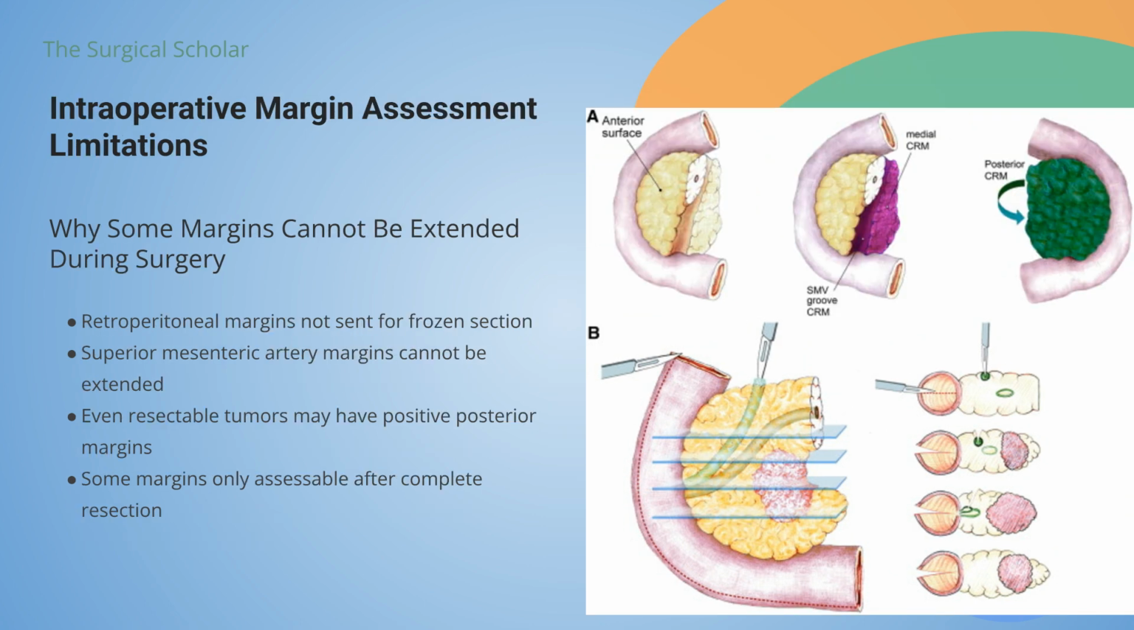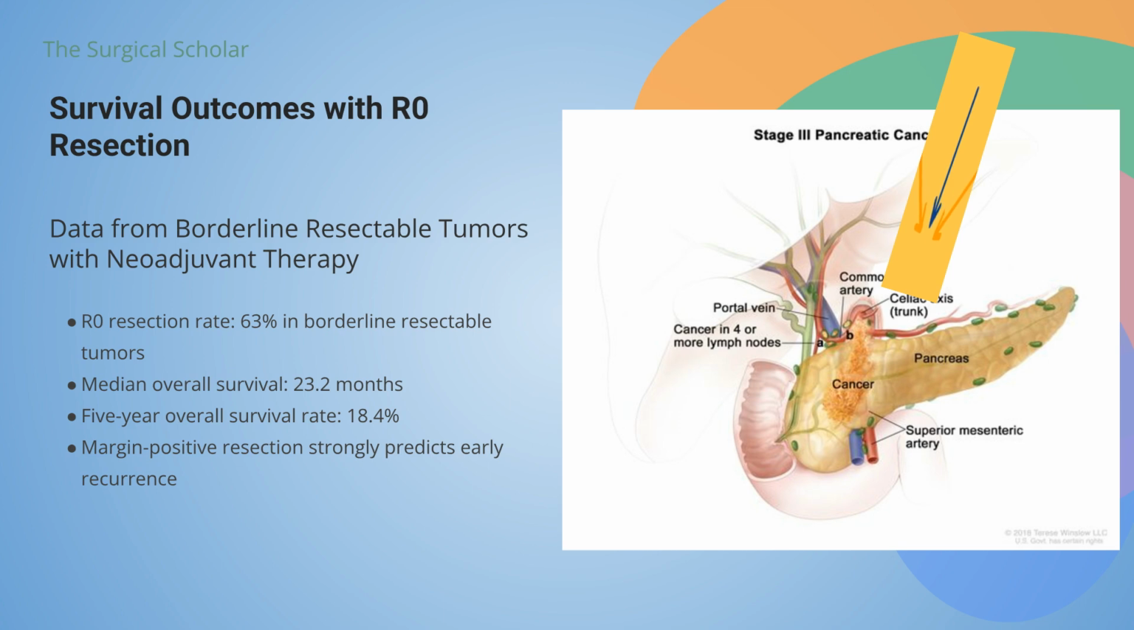But here's something critical. Retroperitoneal and superior mesenteric artery margins aren't sent for frozen section because there's no ability to extend them. Unfortunately, even apparently resectable tumors may have positive posterior margins that can't be assessed until after resection completion. The major goal of surgery for pancreatic cancer is R0 resection. Margin-positive resection strongly predicts early recurrence and short survival.